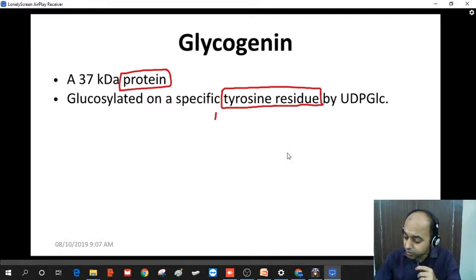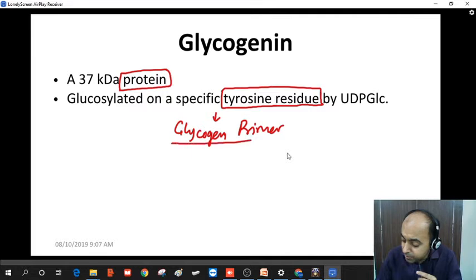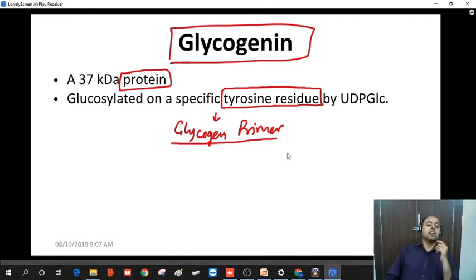The result is formation of a glycogenin primer, the precursor of glycogen. You have to start from somewhere, so you first make a small structure which resembles the glycogen. This is known as glycogen primer. Please note that in the beginning this glycogen primer is attached to the glycogenin. Once the glycogen primer is formed, it can then be extended and elongated to give us the final glycogen.